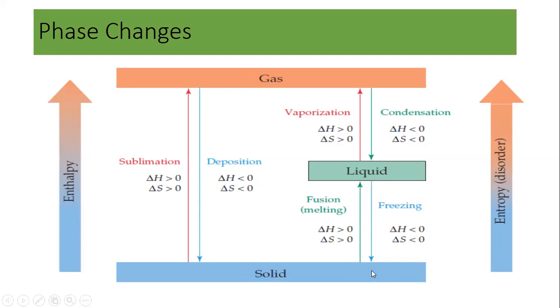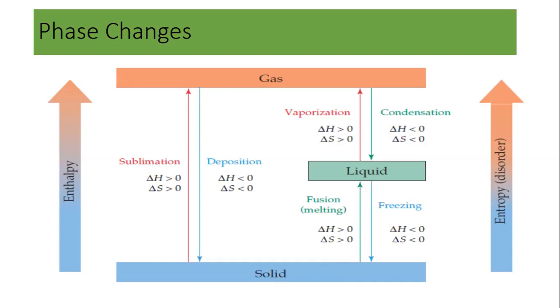Another one: a solid may be converted into a liquid, or a liquid may be converted into a solid. If a solid is converted into a liquid, that is the phase change from solid to liquid. This process is called melting, or simply the fusion process. For this conversion from solid to liquid, there should be an increase in entropy, and the process will be an endothermic reaction because energy is required for the conversion from solid to liquid, similar to what we discussed in the sublimation process.